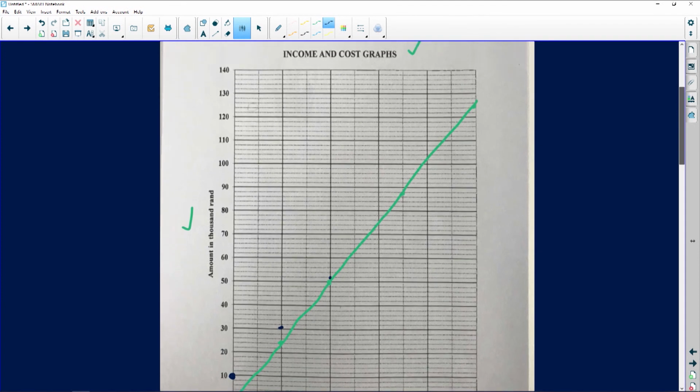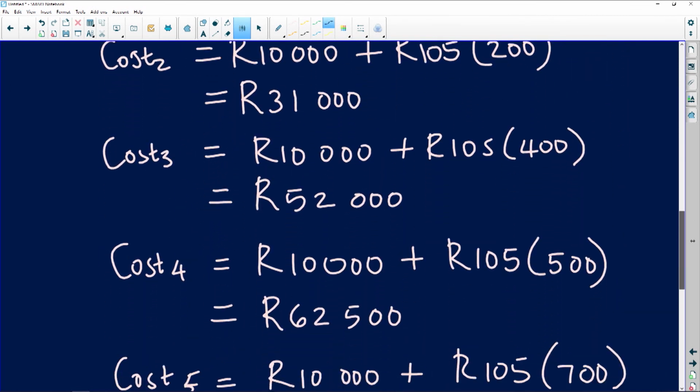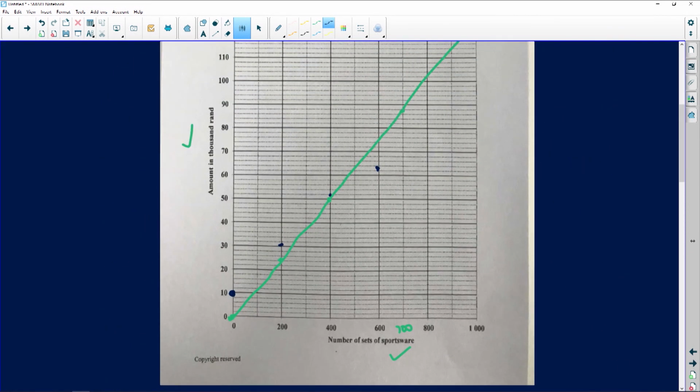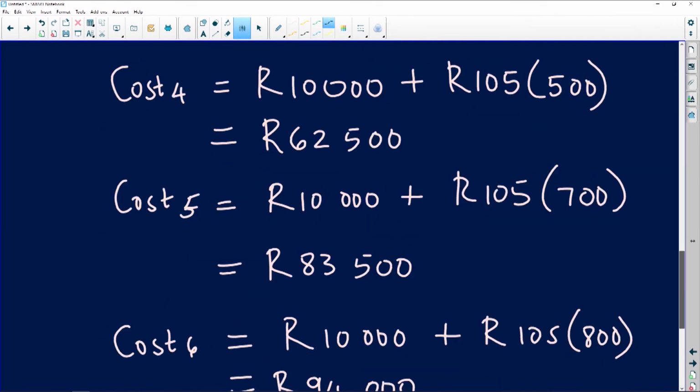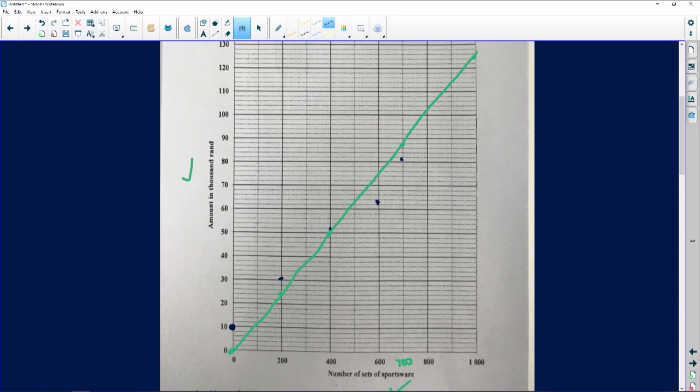62,500. Oh, around there somewhere. And then the next one is 83,500. 83,500 somewhere there. And then the next one is about 93,000, I think. 94,000 and then 115. So 94,000 around there. 115,000, I'd also put it somewhere.